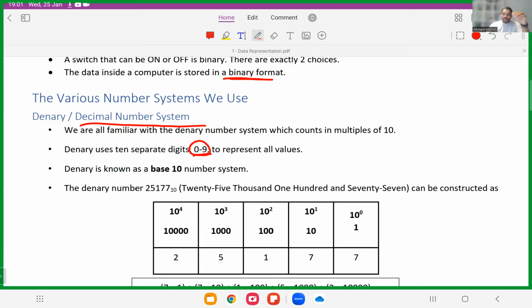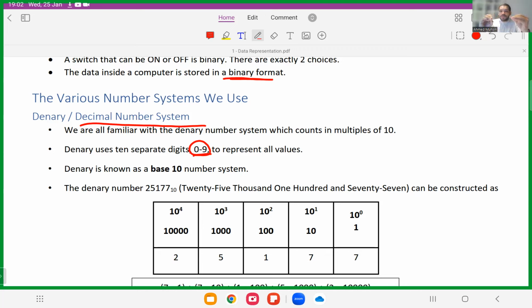In computer science, there are many number systems. Right now we are learning the first one, which is the decimal number system, the number system that we humans use. But in computer science, there are three number systems that you have to learn.